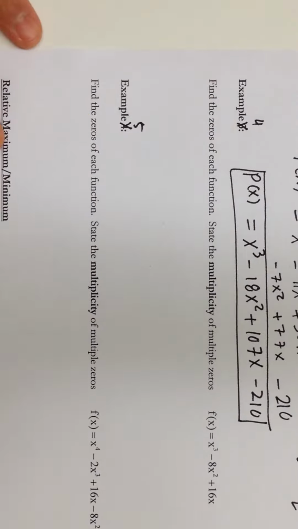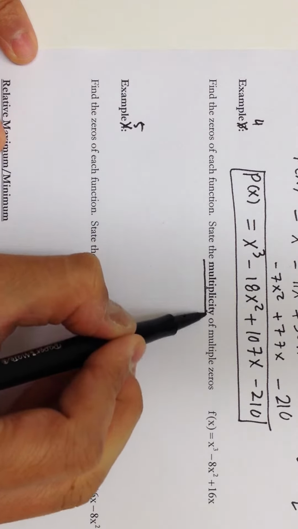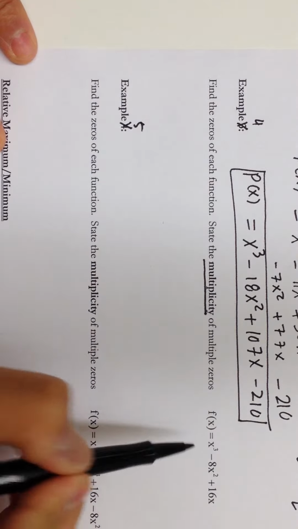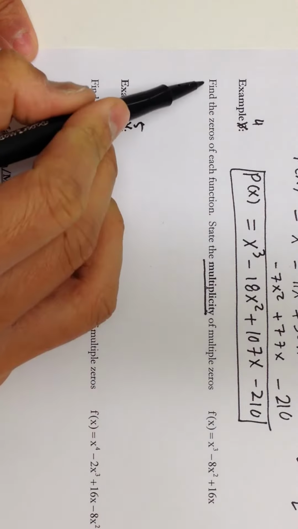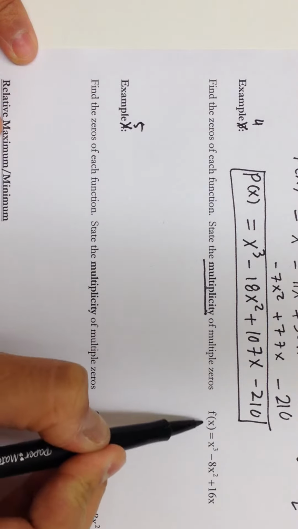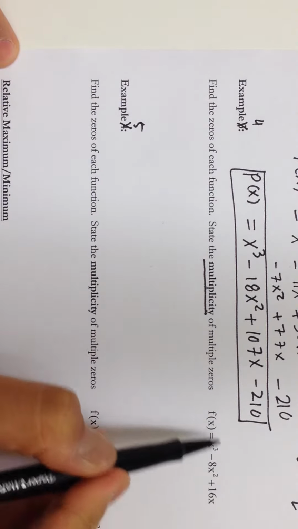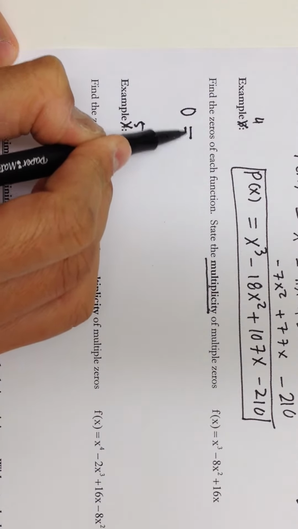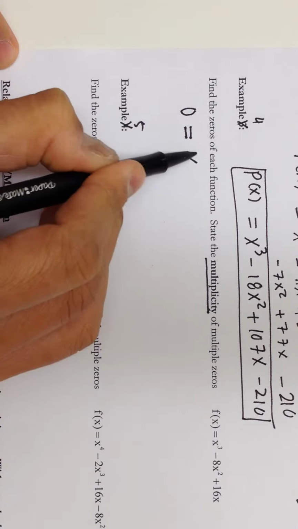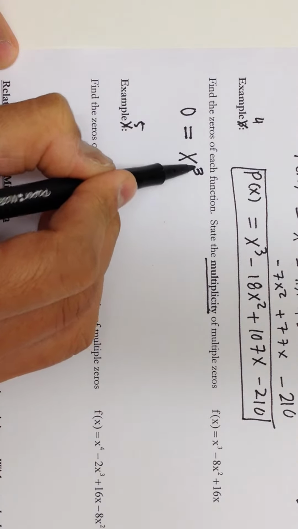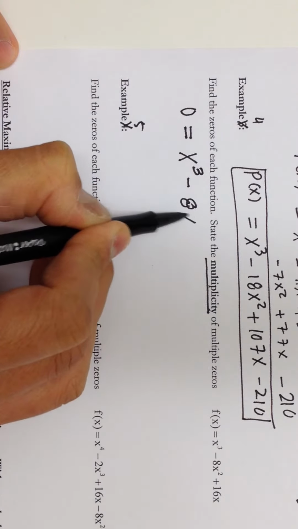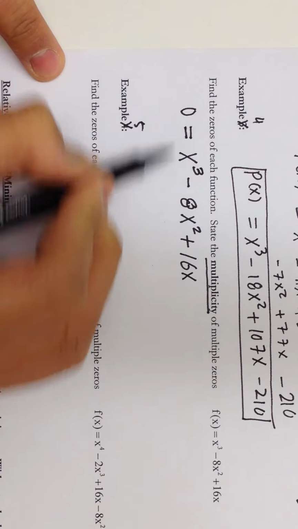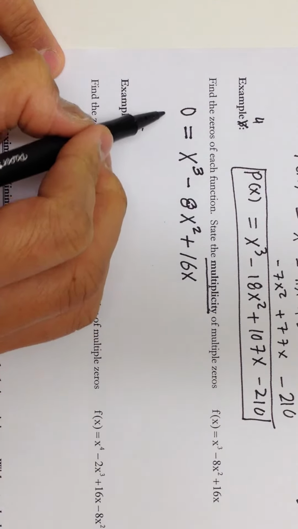In example 4, I want to show you what the word multiplicity means. In order for you to understand what multiplicity means, let's first find the zeros for this function. Find the zeros of each function. To find the zeros, start off by setting the function equal to 0, because zero means the point where the function crosses the x-axis. So x cubed minus 8x squared plus 16x equals 0.